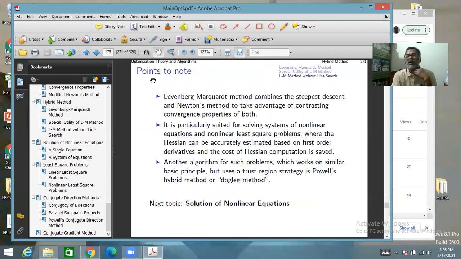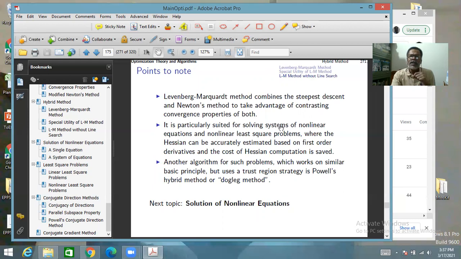So what are the points to note from this lecture? The Levenberg-Marquardt method combines steepest descent and Newton method to take advantage of both kinds, and it is particularly useful. For other problems also, you can use it, but it will be costlier than what we come across next in the other methods. It is particularly suited for solving systems of nonlinear equations and nonlinear least square problems, where the Hessian can be estimated without actually evaluating second derivatives.